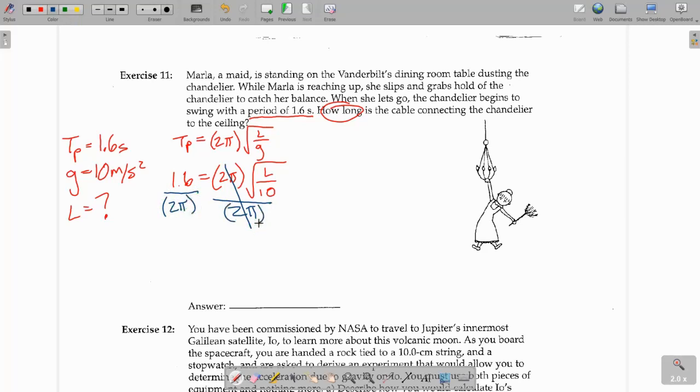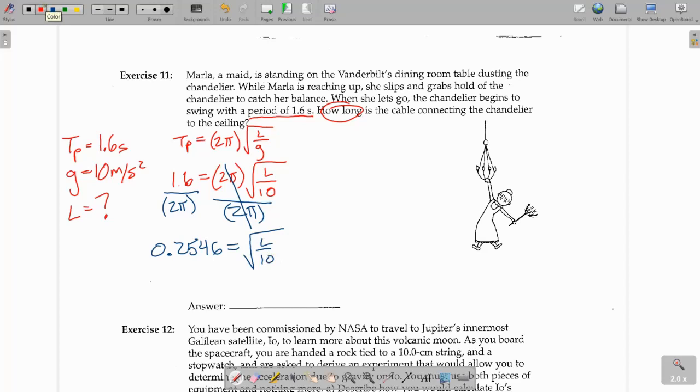Okay, remember that if you don't put it in parentheses, it's going to do 1.6 divided by 2, then multiply that answer by pi. So make sure that you do 1.6 divided by, in parentheses, 2 times pi. That should give you 0.2546. Okay, so 0.2546 is equal to the square root of length divided by 10.